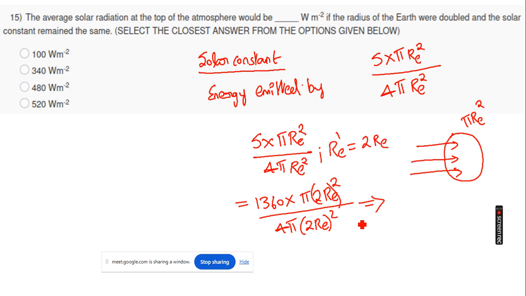Yeah, exactly. So it will be S by 4. It will be 340 watt per meter square. So it doesn't matter if we are doubling the size of the Earth or not. It will always remain the same. The radius of the Earth does not influence the amount of solar radiation reaching the top of the atmosphere. So that's what it basically means. The answer will be 340 watt per meter square.